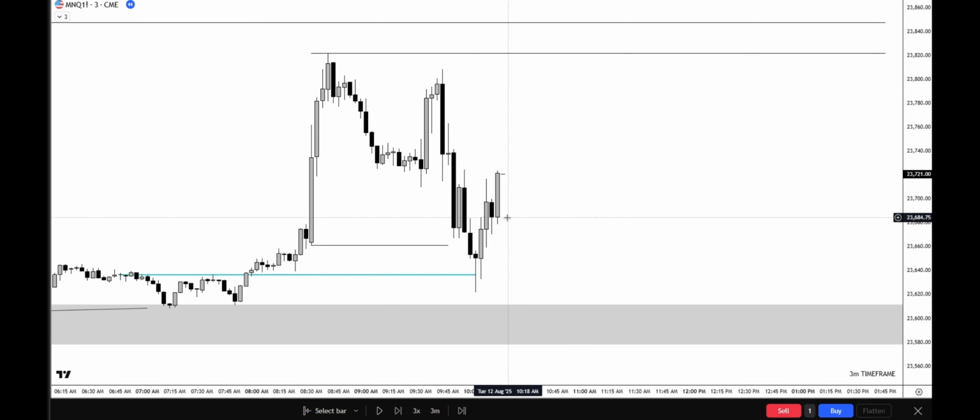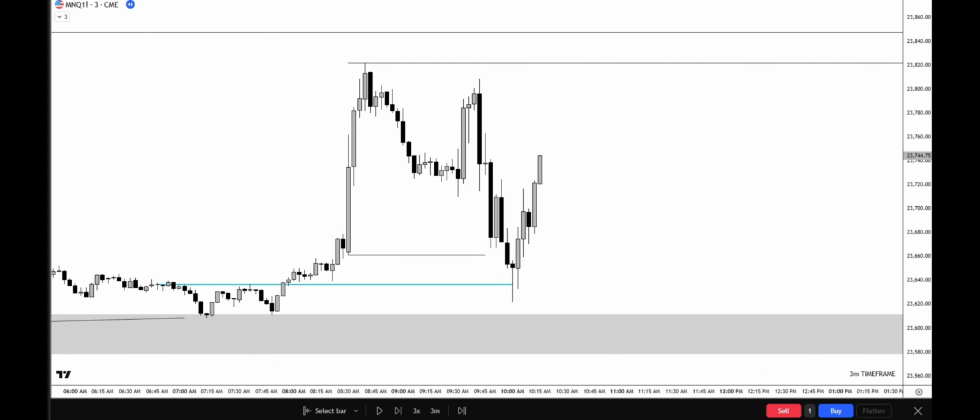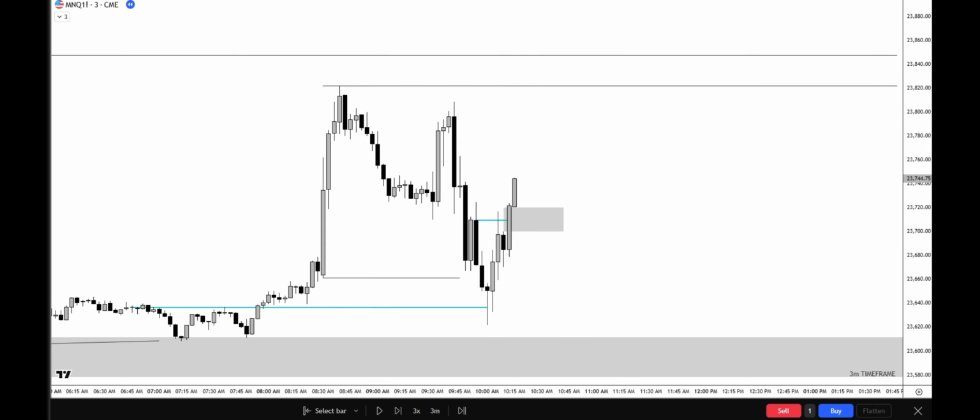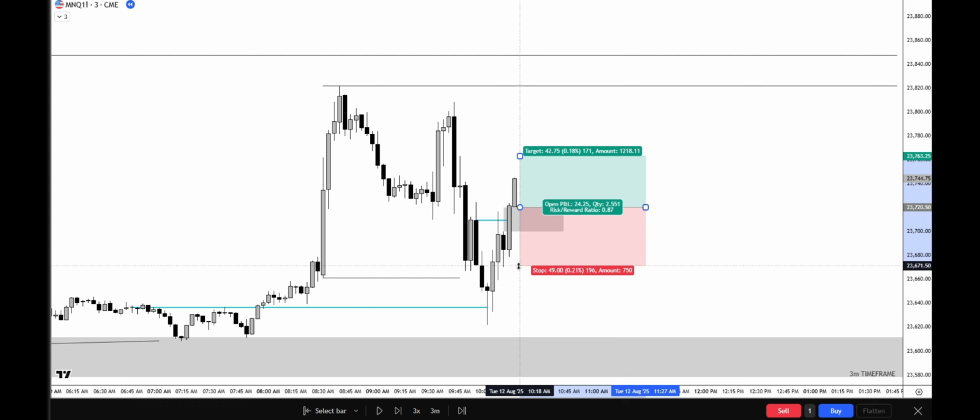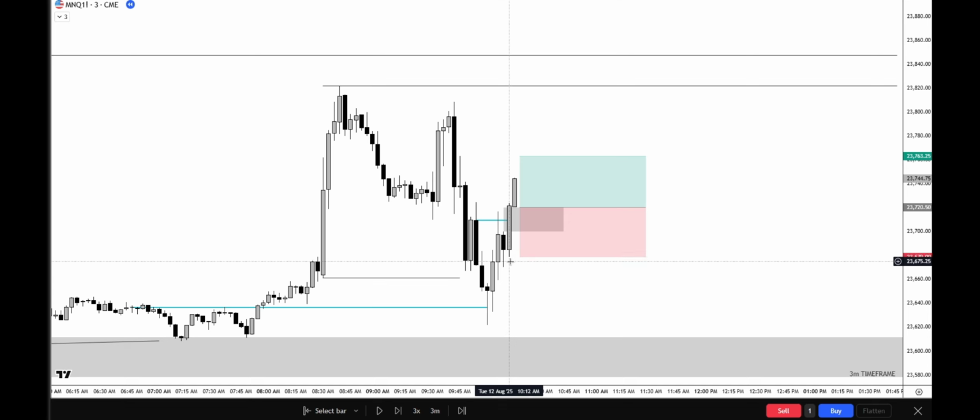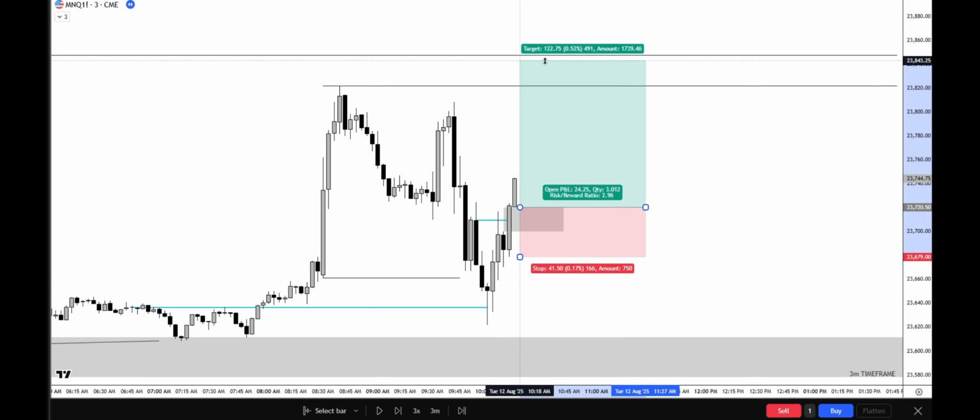Let me just play this. What do we have here is the same thing. We do have a change in state of delivery here, with a resting fair value gap and a breaker block. So what we can do is we can put our trade here, stop loss at this low, but I'm anticipating price to hold this fair value gap, not to sweep the low of the fair value gap, and to continue higher.